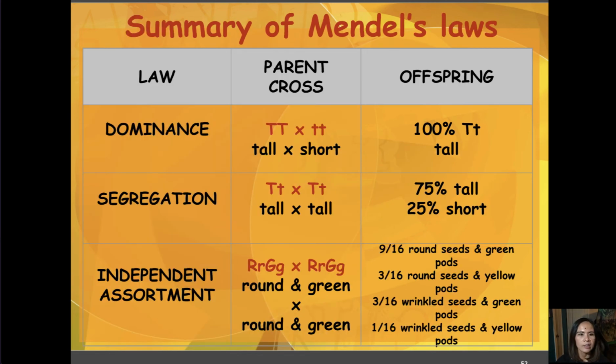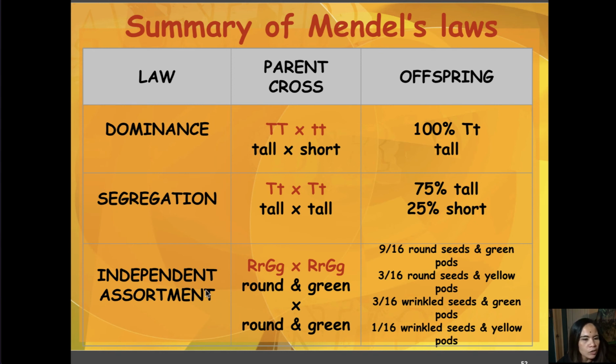Now, just to summarize Mendel's laws, let's start first with the law of dominance: when the parents cross, the dominant trait is the one that masks the other. If we cross dominant and recessive genotypes, it will result in 100% heterozygous, or hybrid, trait. Now, under the law of segregation, when you cross parents that are heterozygous, the resulting offspring would be 75% tall and 25% short.